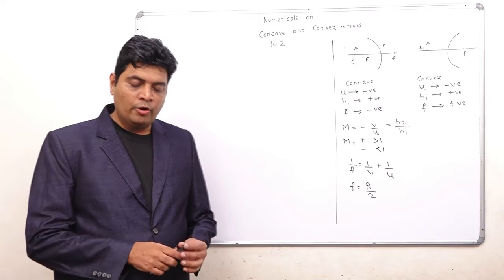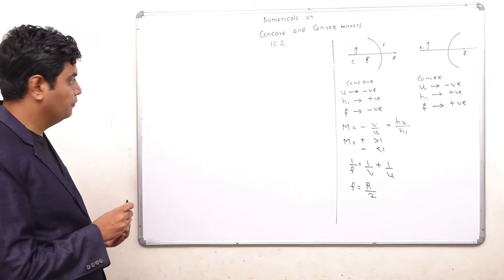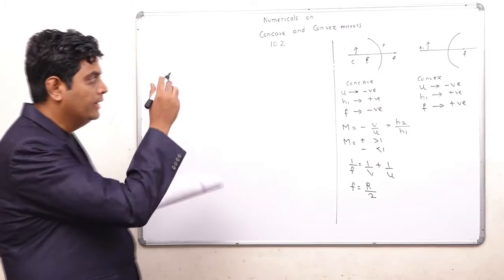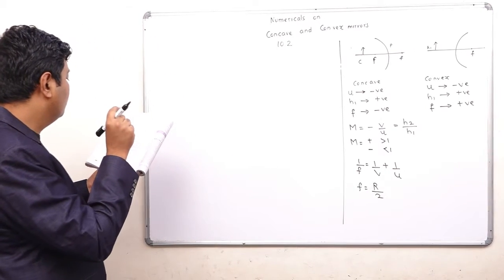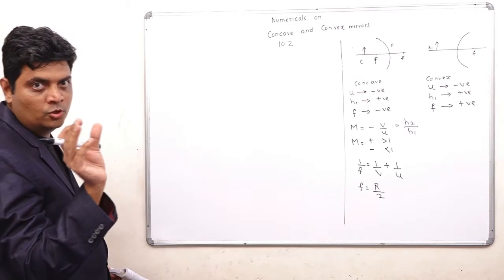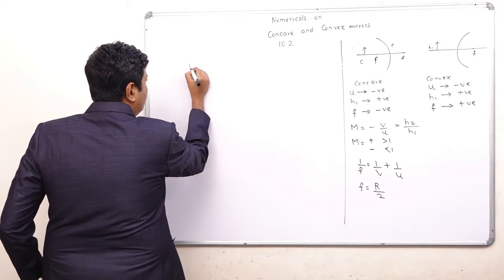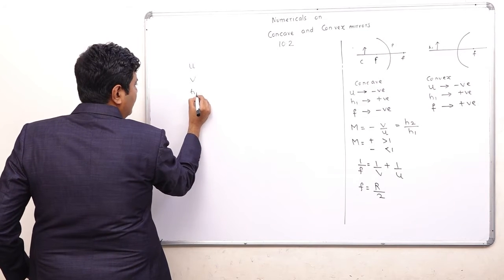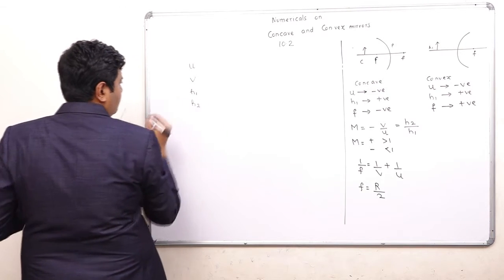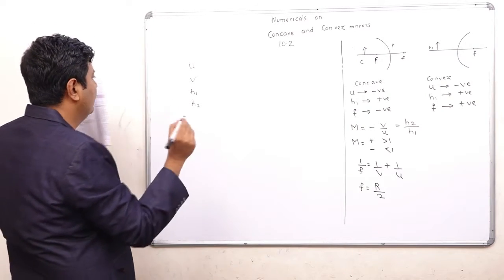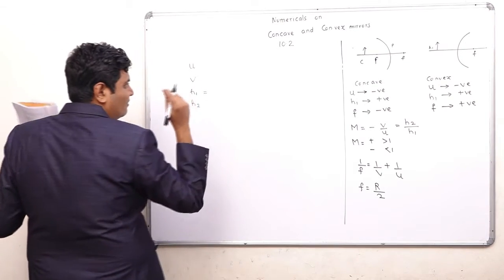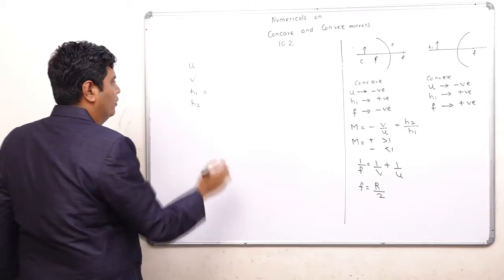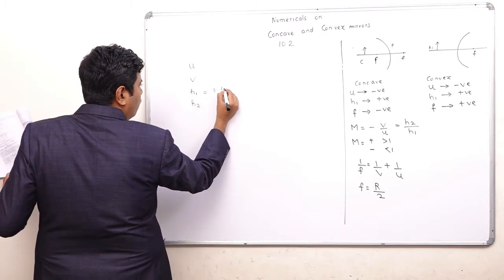In this video, we are going to solve example 10.2. Let us now read the question properly and then we will put the inputs. An object 4 centimeter in size. So we have object distance, image distance, object size, image size. What is given? An object 4 centimeter in size. You always know, u is always negative, h1 is always positive. So this is positive 4 centimeter.